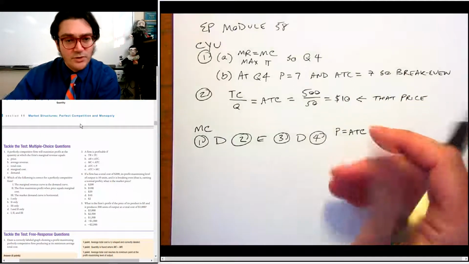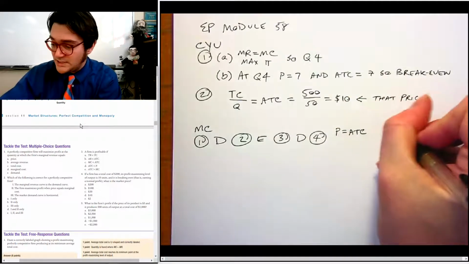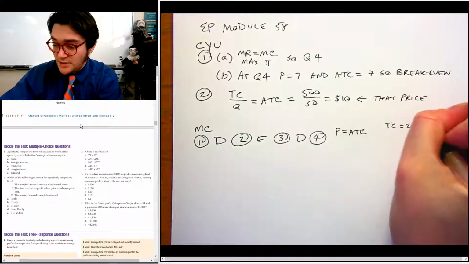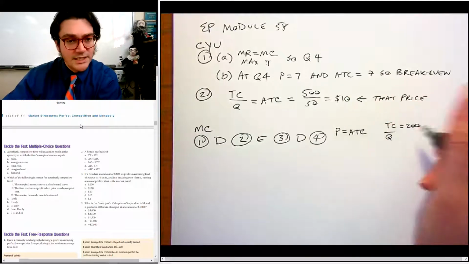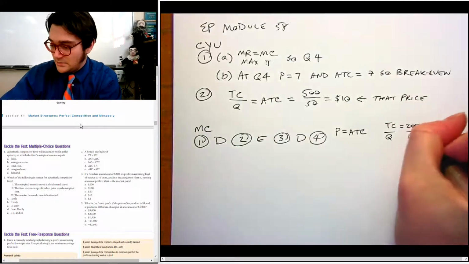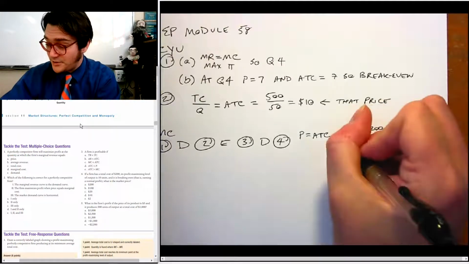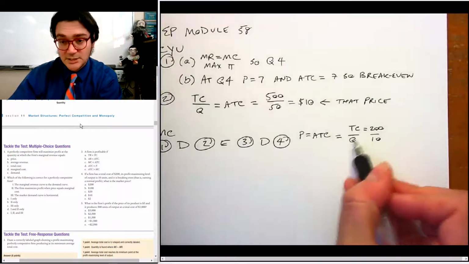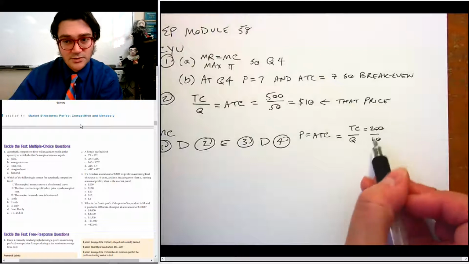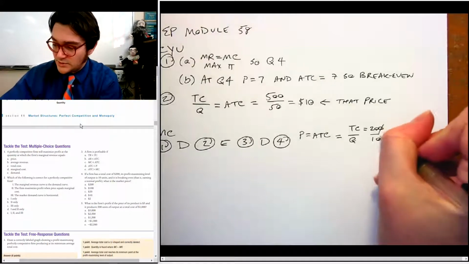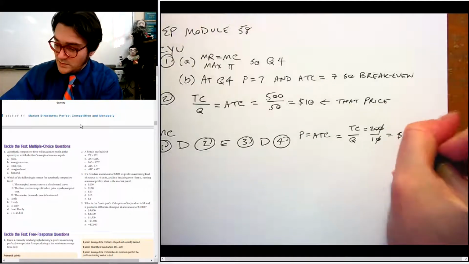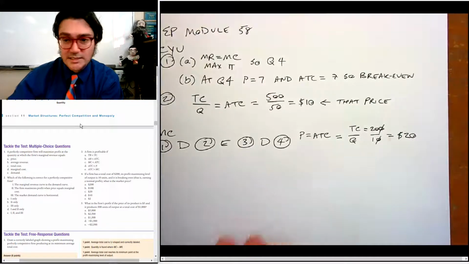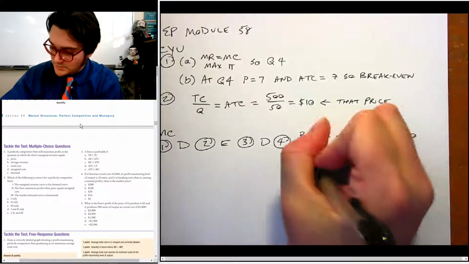And so total cost is 200. So we know TC equals 200, and we know that the quantity is 10. So we're just solving here, TC over Q equals ATC. So 200 over 10 is equal to 20. So we know the price is 20, so that answer is C.